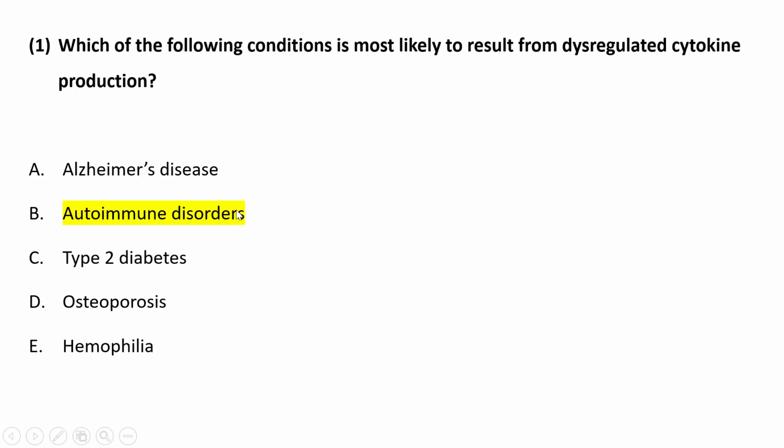So the correct answer is autoimmune disorder. Here the dysregulation of cytokine production happens. Like we have studied, if a cytokine is produced in more amount, that will cause an autoimmune disorder.